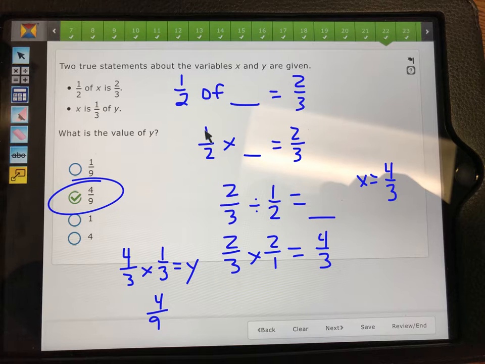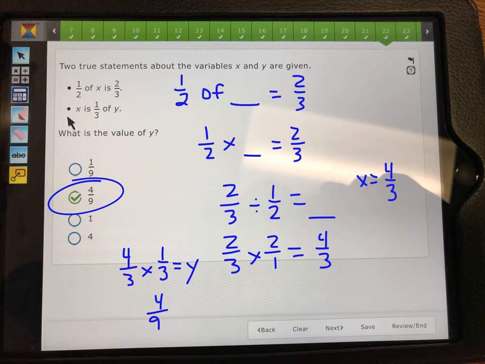So I rewrote it again. 1/2 times an unknown number equals 2/3, which means if I want to get rid of my 1/2, I have to divide, and therefore I would divide 2/3 by 1/2. So now I wrote 2/3 divided by 1/2 equals my x, right? And so when I do that, I would multiply by the reciprocal, keep, change, flip. 2 times 2 is 4. 3 times 1 is 3. So I get 4/3 is my x.